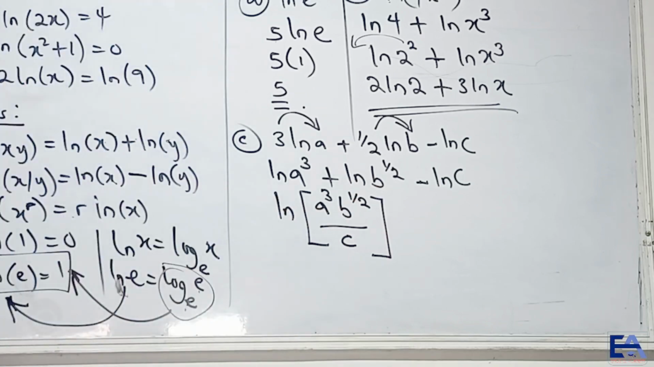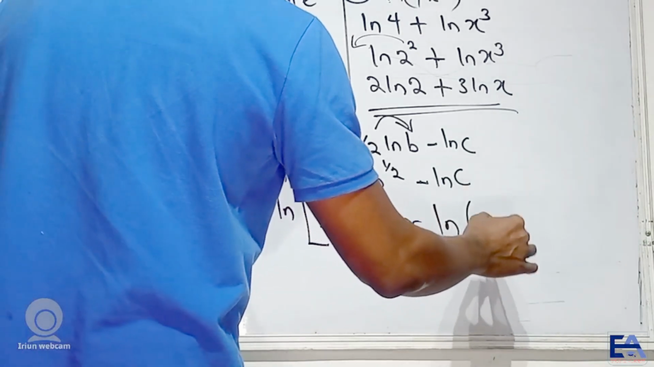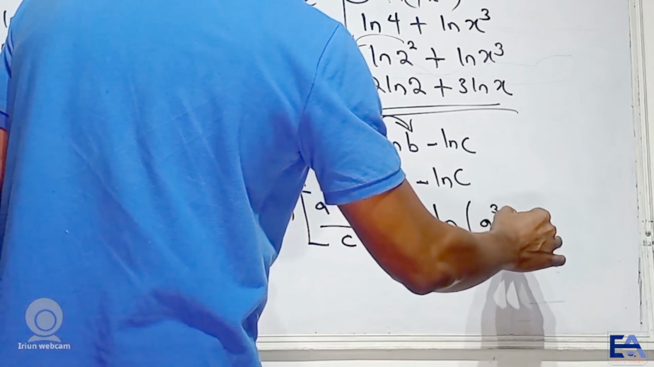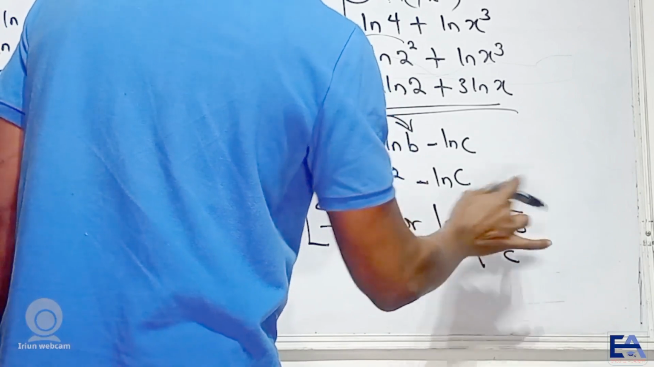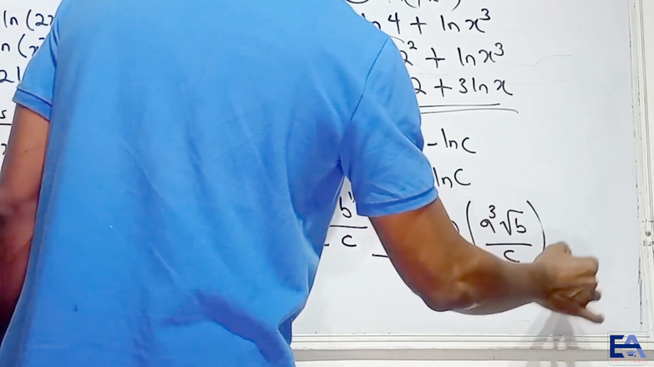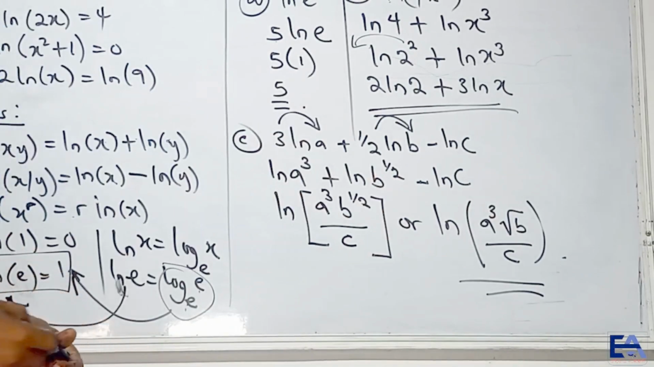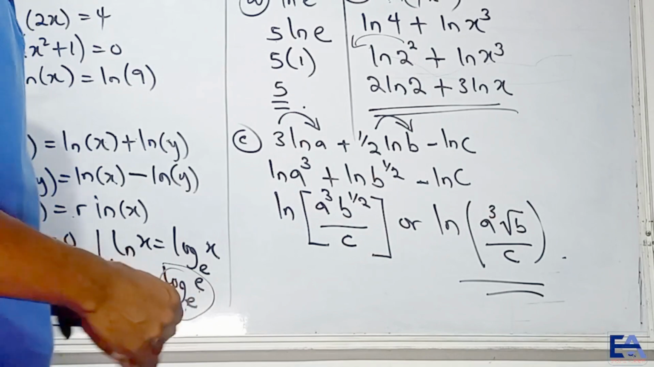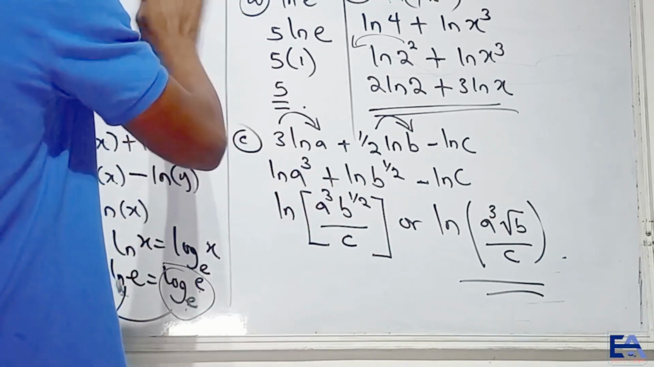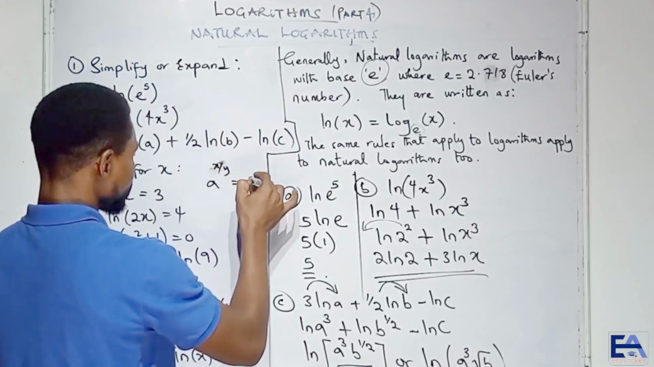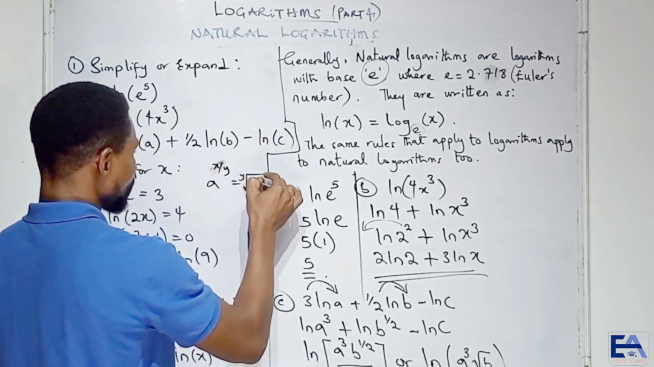All right, so you can decide to stop here, or you write it as ln of A cubed root B divided by C. This also goes because B raised to the power half is the same thing as square root of B according to the law of indices, which we have treated before. The law of indices says a raised to the power x over y is equal to y root a raised to the power x.